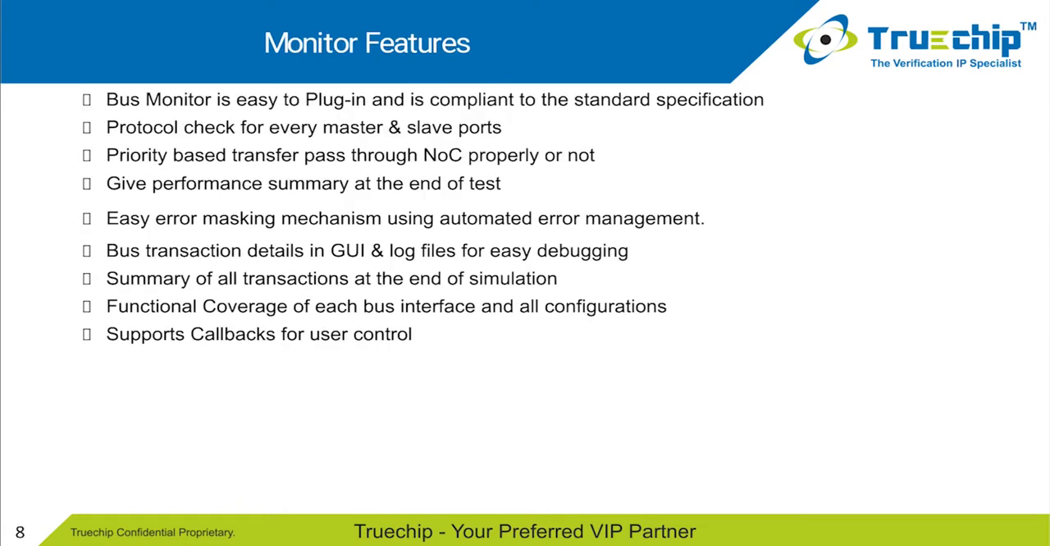The NoC monitor is easy to plug in and complies with the standard specification. Each master and slave port interface protocol checking is also available. Assertion checks are also there. Priority based transfer passing through the NoC is also checked by the NoC monitor. The monitor gives a performance summary at the end of the test. It gives an error masking mechanism using an automated error management system, so you can mask errors from the terminal by command line options.